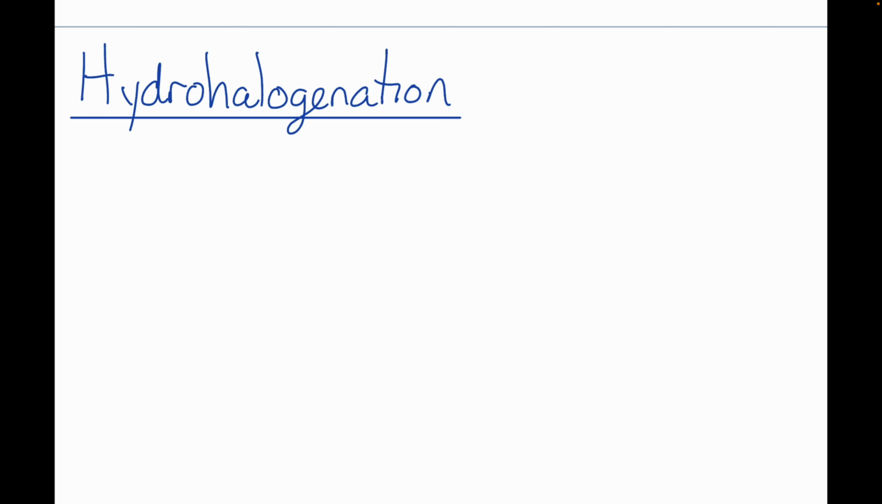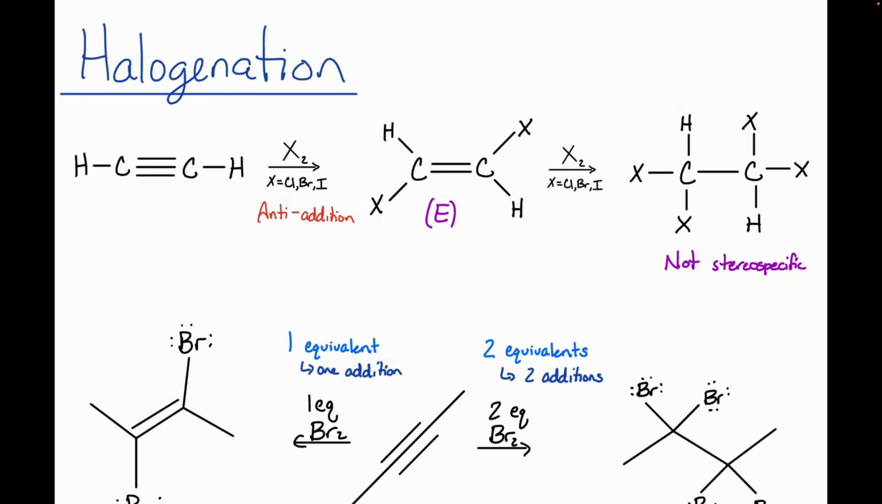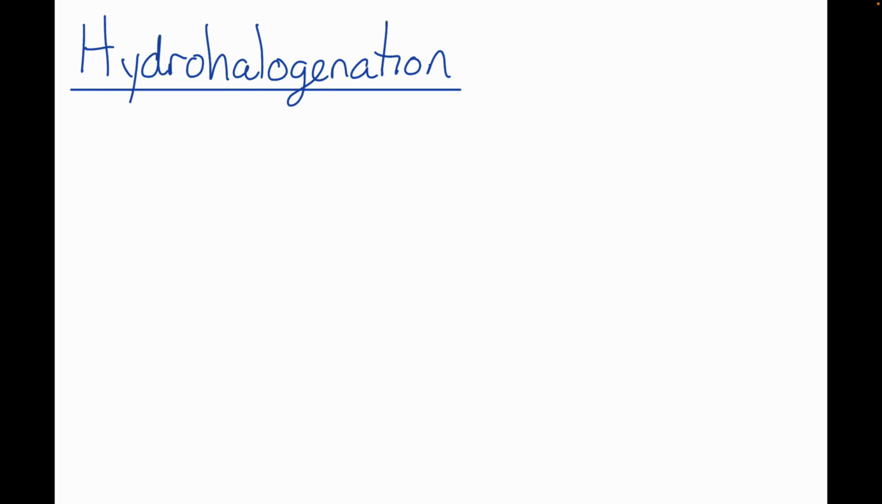And then we can also do our hydrohalogenation reactions. All right, in our hydrohalogenation reactions, we're taking our alkyne and we're adding that hydrohalogen or that hydrohalic acid, HCl, HBr, or HI. All right, take a second and predict that first addition product for me.